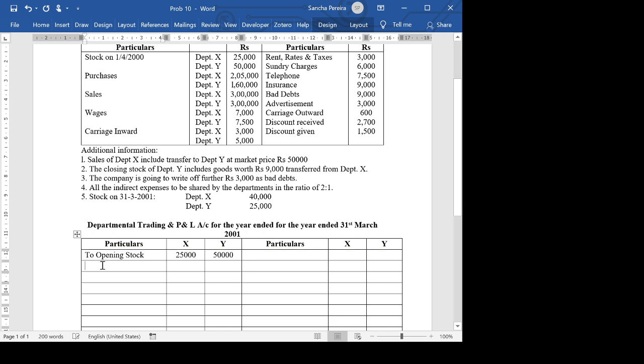Then there are purchases. Now we need to be a little careful while writing the purchases. To purchases of X, it's 2,05,000. So that we keep the same, because X has not received anything. X has only sent. Sales of X include transfer. X has not received anything from Y. But Y has received goods worth 1,50,000. So the actual purchases would be only 1,10,000.